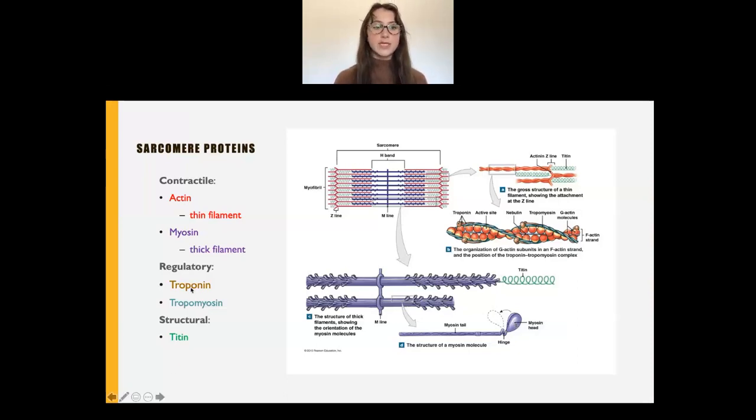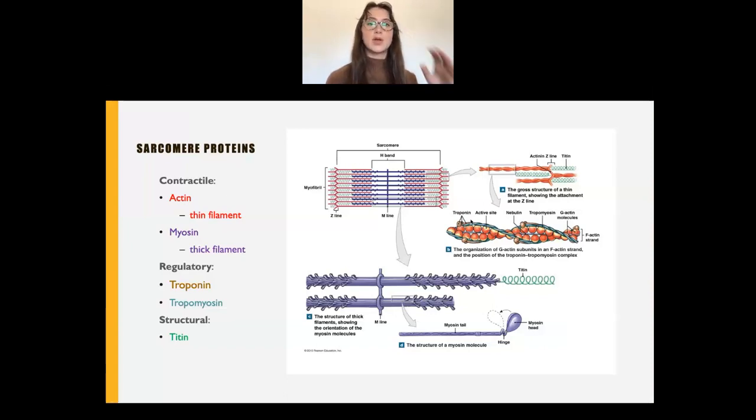Our regulatory proteins are both going to be on actin. So troponin, well, first, tropomyosin is this kind of string thread-like protein that lies along those actin active sites. So it covers the actin active sites. That's why it's a regulatory protein. And then troponin is going to be like a tack that sits on top of tropomyosin, keeping it in place.